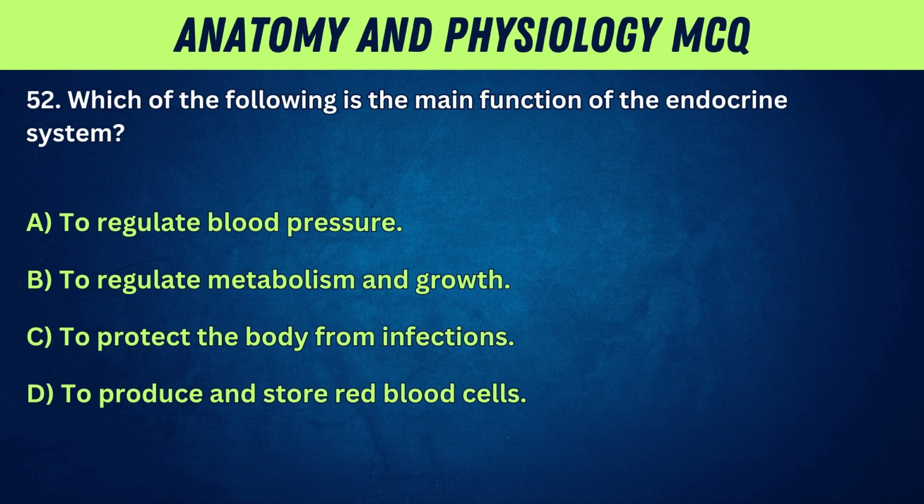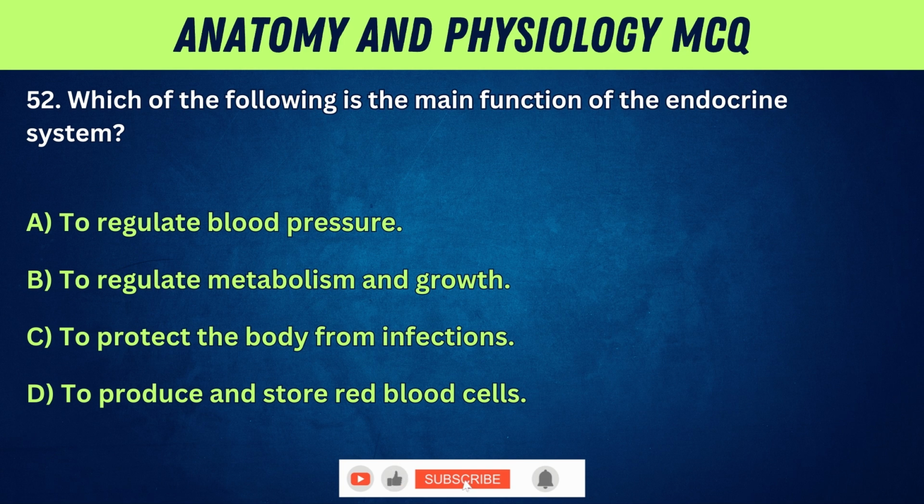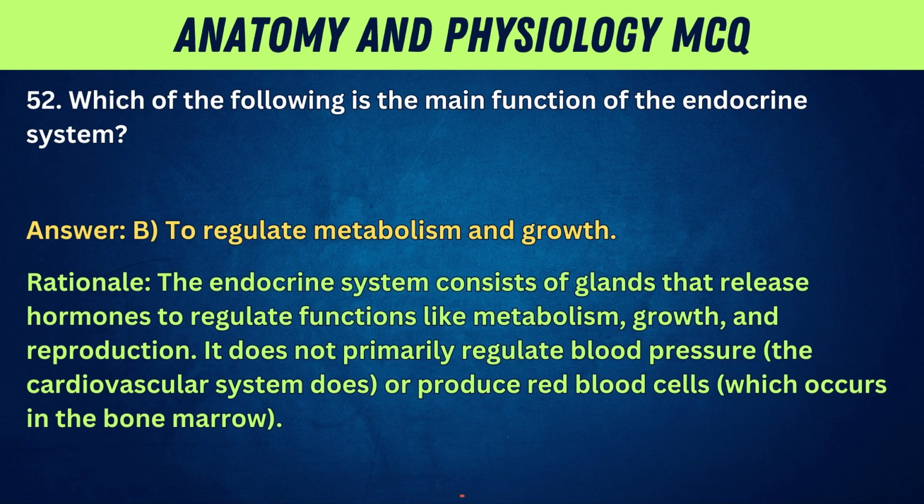A. To regulate blood pressure. B. To regulate metabolism and growth. C. To protect the body from infections. D. To produce and store red blood cells. Answer: B. To regulate metabolism and growth.